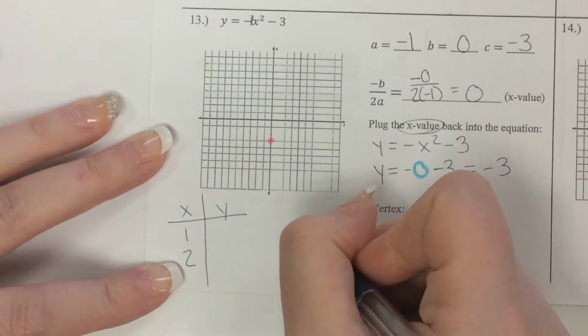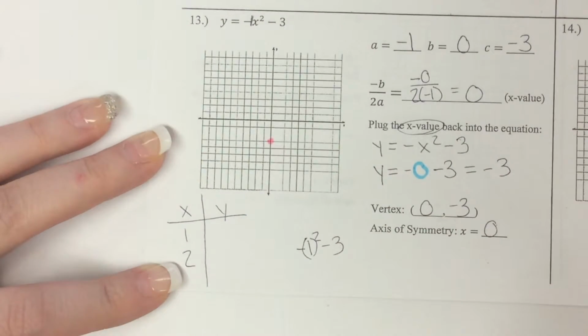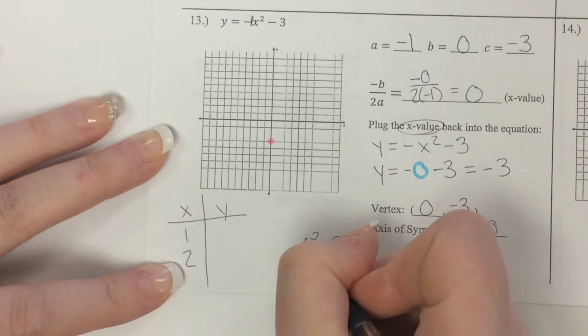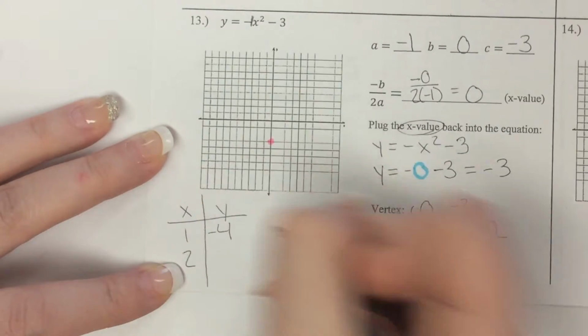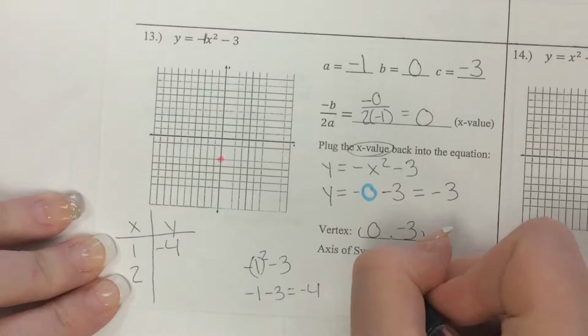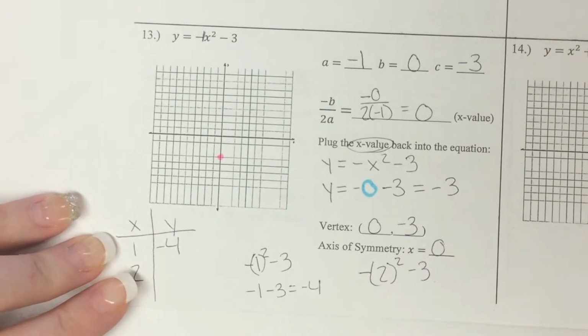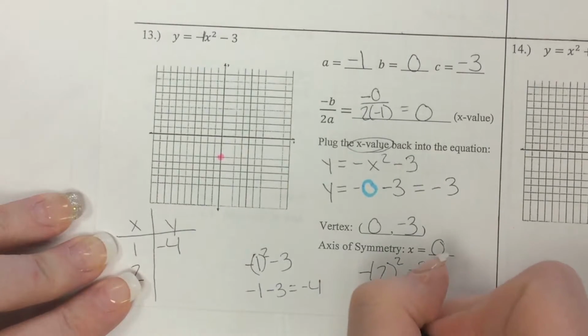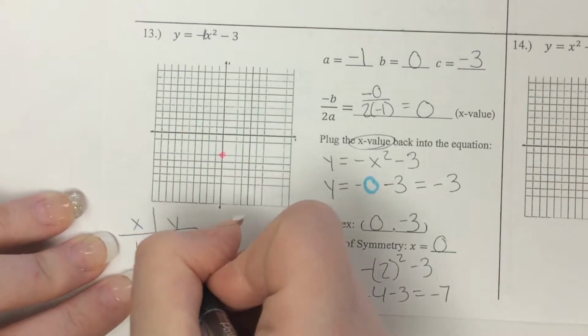All right, so we need to square the 1 first and then make it negative. So this will be negative 1 minus 3. It's negative 4. Okay, and for 2, we'll have negative 2 squared minus 3. 2 squared is 4. Put the negative in front of it. Negative 4 minus 3 is negative 7. All right.